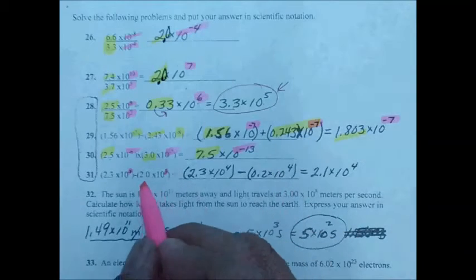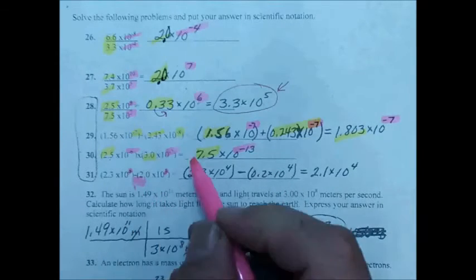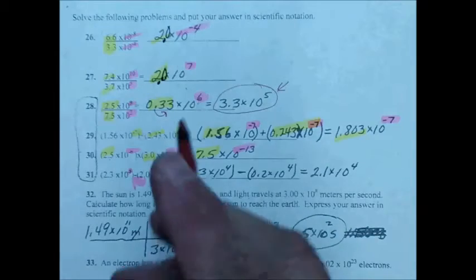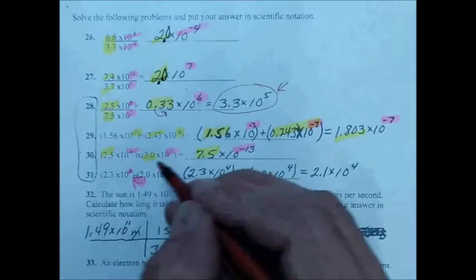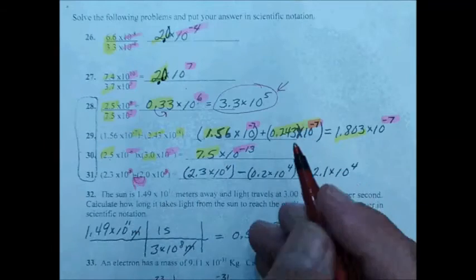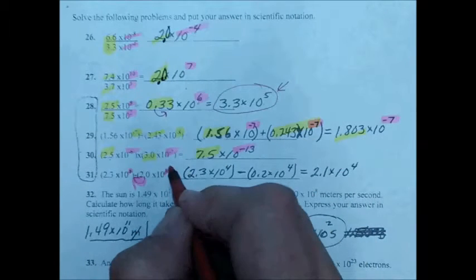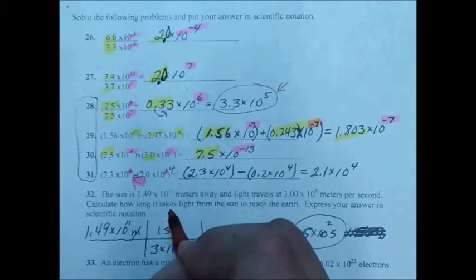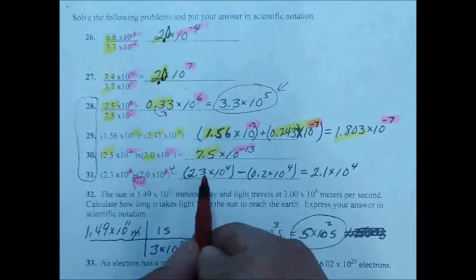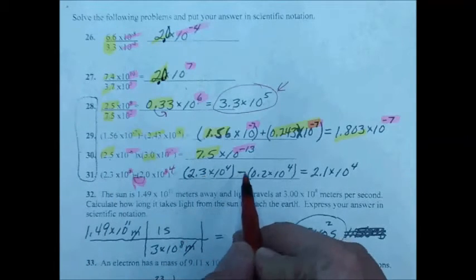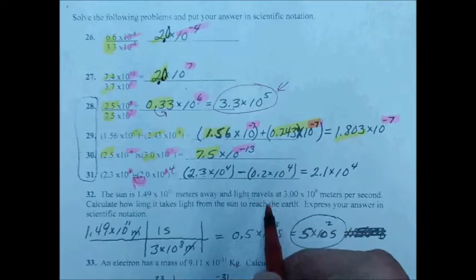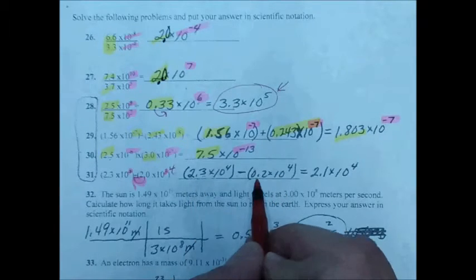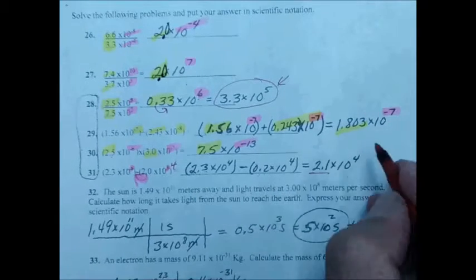So we can do that by moving the decimal place over by 1 right here. When we do that, we move this over by 1. That means we have to change this number also by 1, so we'll move this up by 1. So now we have 2.3 times 10 to the 4 minus 0.2 times 10 to the 4. 2.3 minus 0.2 is 2.1 times 10 to the 4.